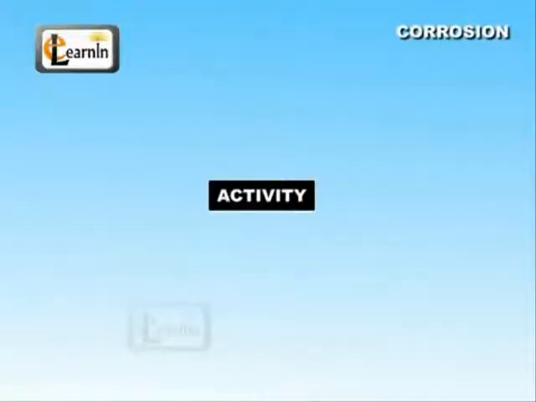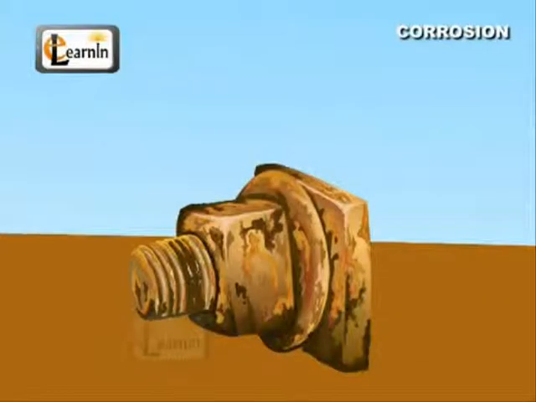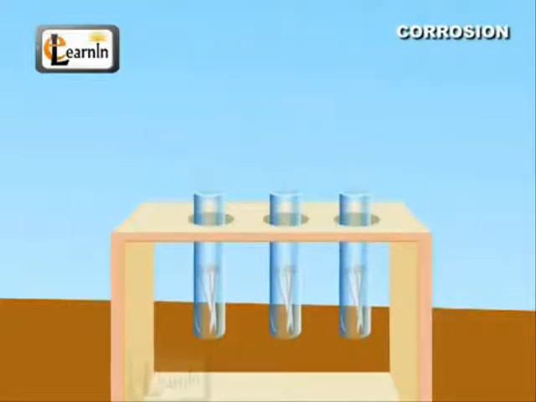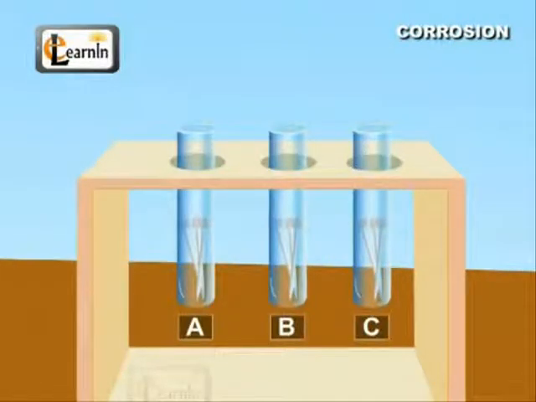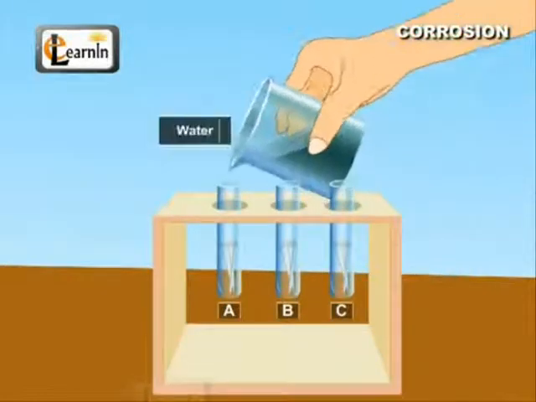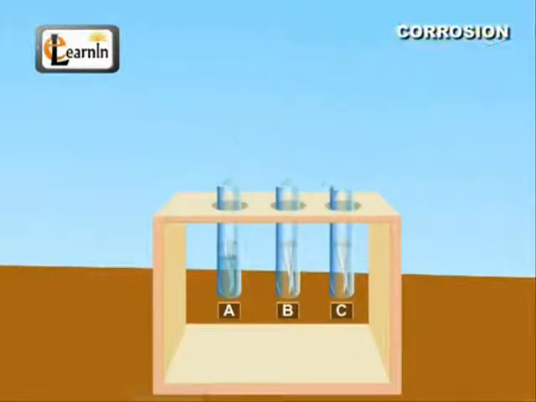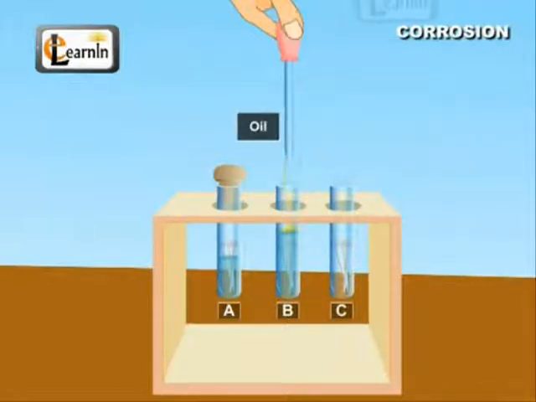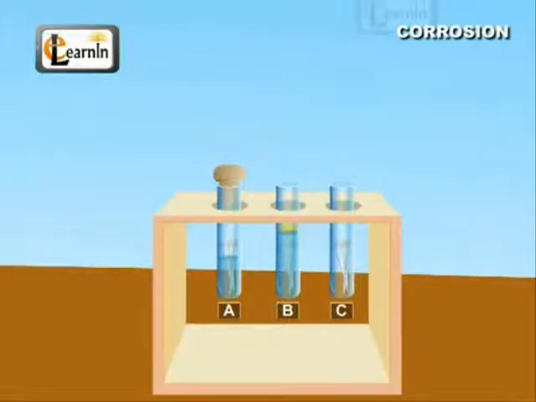Now, let's perform an activity to check the conditions in which the rusting of iron takes place. Place clean iron nails in 3 test tubes that are labeled as A, B, and C. Some water should be poured into test tube A, and a cork should be placed on it. Boiled distilled water and about 1 millimeter of oil should be added to test tube B and covered with a cork. The air is prevented from dissolving in water due to the oil, which floats on the water.